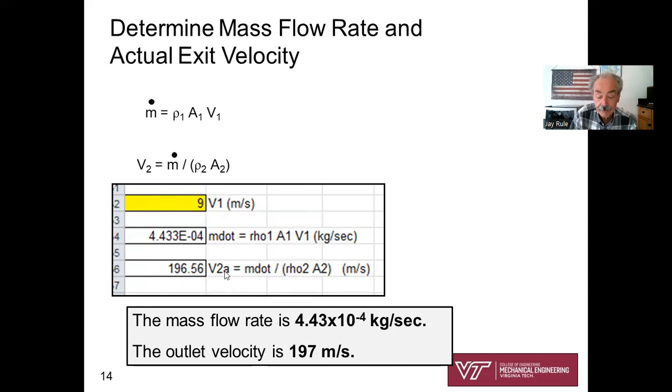Here we go. All right. So the actual outlet velocity, 197 meters per second. M dot over rho 2 A2, 197 meters per second. That's fast. Look at our inlet velocity, 9 meters per second. Same mass flow rate, 197 meters per second. That's moving. That's going to clear a lot of material away. When you open this valve up, there's going to be a lot of material moving along.